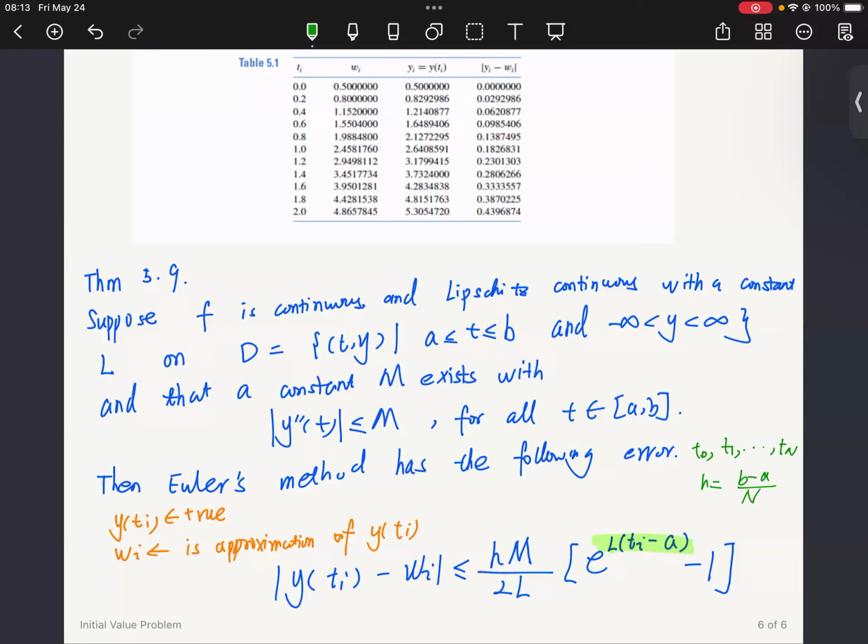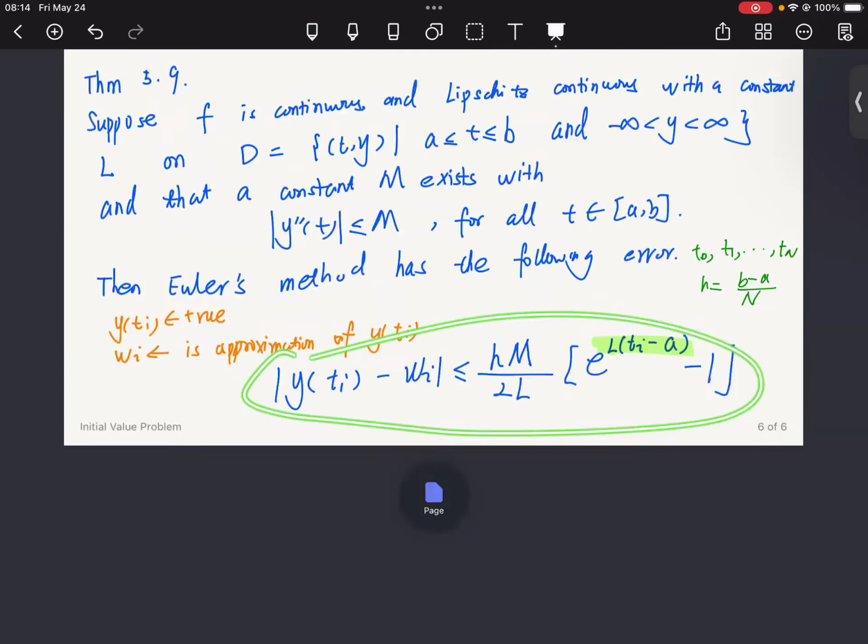Let's go to the next part. The next part, I'm going to talk about how to calculate the error bounds. So here you have such a theorem, and this is the error bound. Now let us calculate the error bound for this question. We are going to make use of this theorem and calculate the error bound for the question.